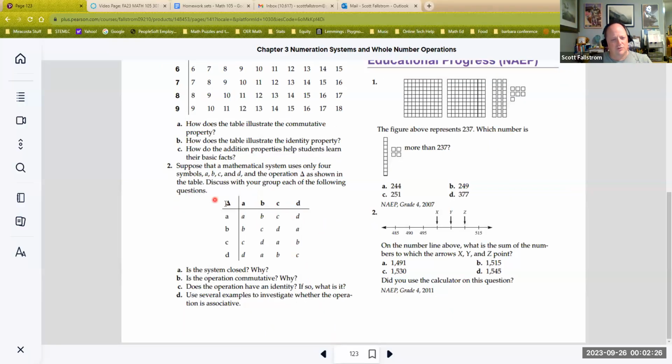This one in 2 is asking you, what is the identity for the triangle? Is there anything that I can triangle with something and get back to what I started with? That's what we're looking for. All right, let's see here. I think that was it.